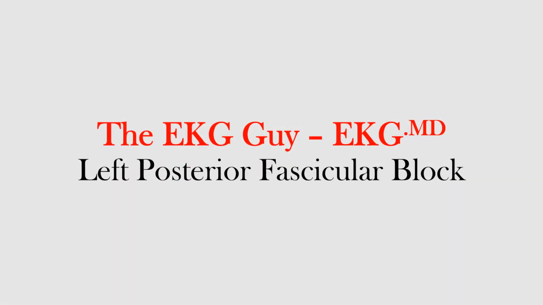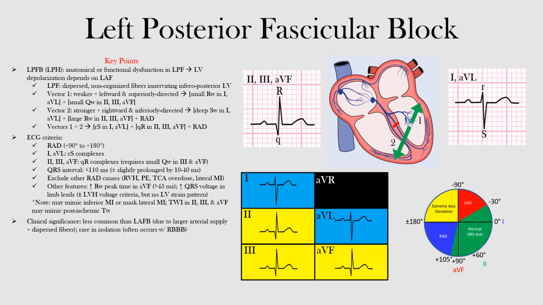In this lecture, we will discuss left posterior fascicular block, including its pathophysiology, EKG features, and clinical significance. If you recall, the normal electrical conduction system of the heart starts with the sinus node, or the SA node in the right atrium. So if you look here, we have our sinus node up in this upper right atrium, okay, our SA node.